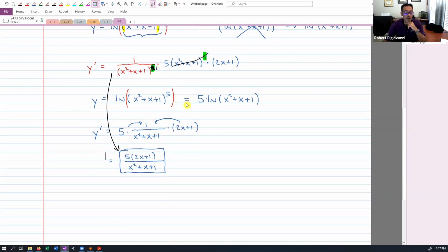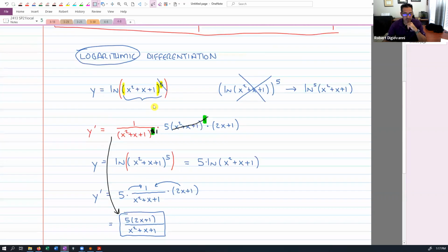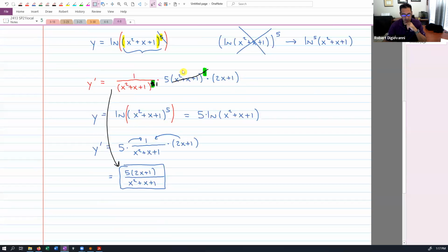Let me show you another illustration of this logarithmic differentiation on a different problem.